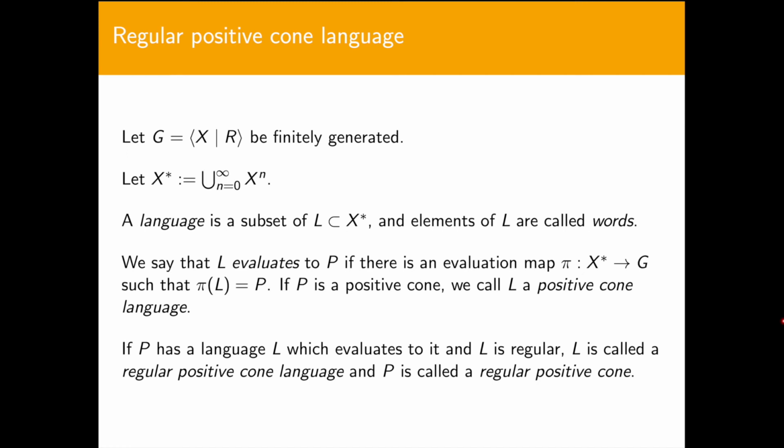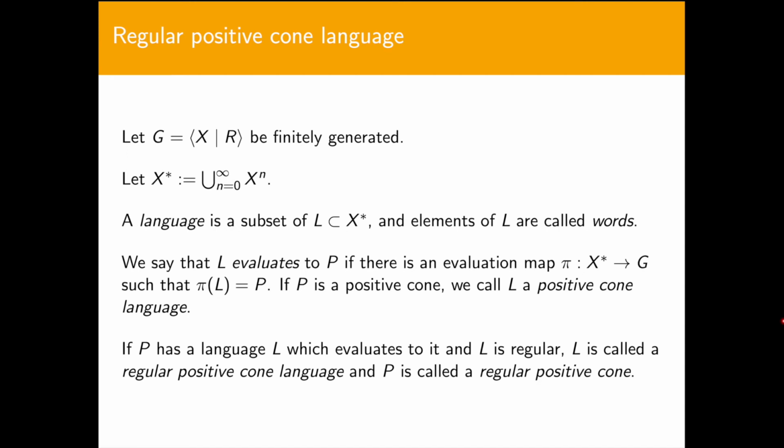So first of all, what's a positive cone language? Suppose that G is finitely generated, and let X star be the set of all the words over X. A language is a subset L of all the words in X star, and the elements of L are called words. Makes sense, right? A language is just a collection of words over some alphabet.